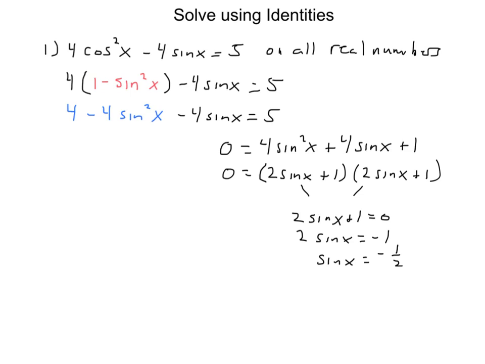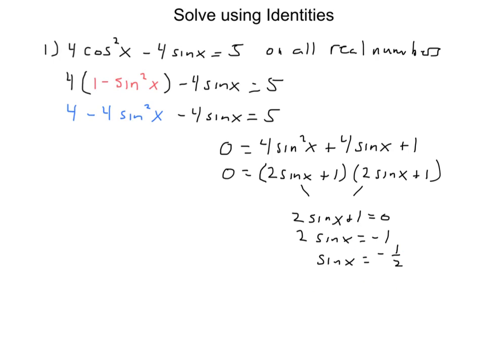When I bring everything over, I get 4 sine squared x plus 4 sine x plus 1 equals 0. Now, I can factor this. I can do the u substitution; if you want to, you can pause it and do that. But it will factor as 2 sine x plus 1 times 2 sine x plus 1. In other words, this is a perfect binomial square. So to solve it, I'm just letting 2 sine x plus 1 equal 0. So I get 2 sine x equals negative 1, and sine x equals negative 1/2.